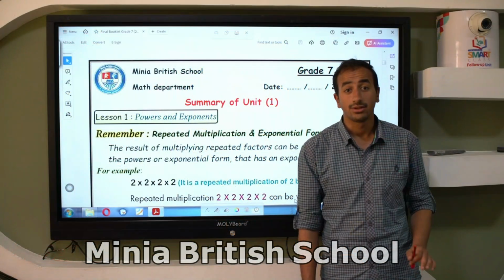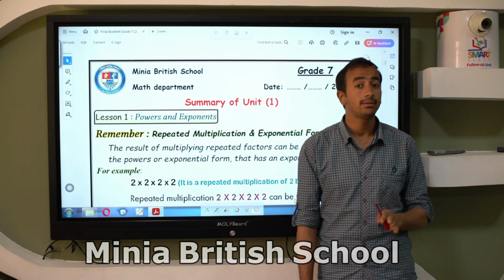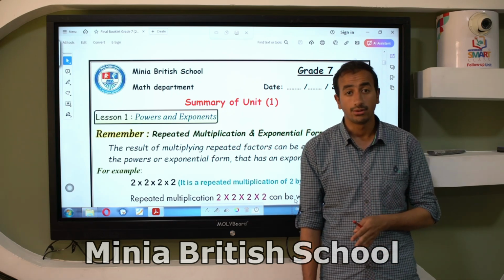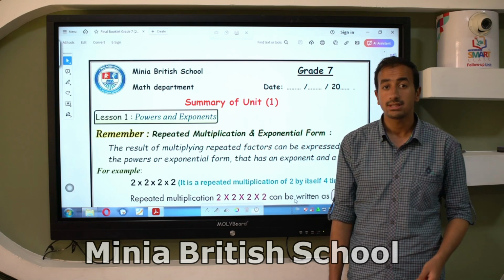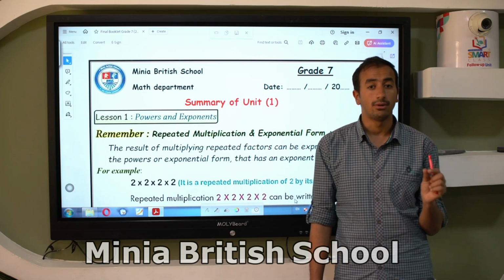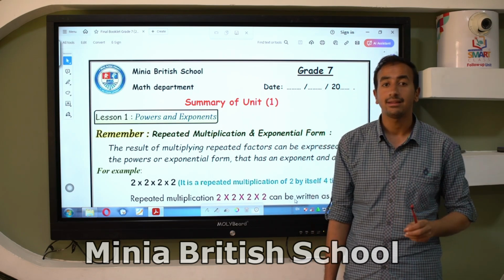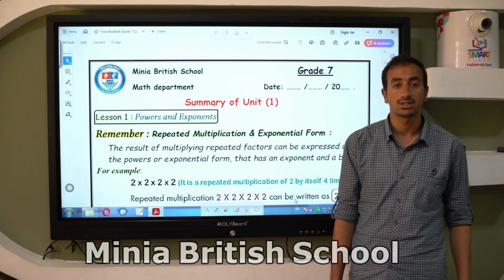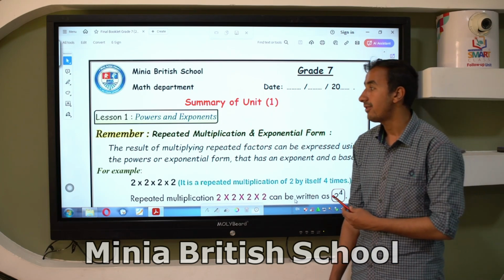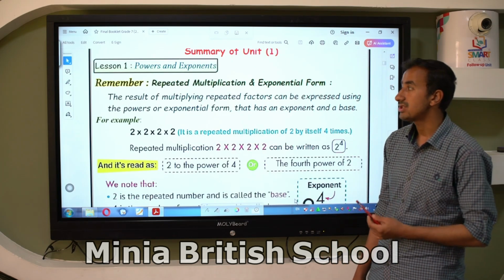Today let's revise together all the lessons of the second term in grade 7 math. Let's revise some of the lessons in the second term and do some exercises on them. Okay, first we have lesson 1 in unit 1, powers and exponents.